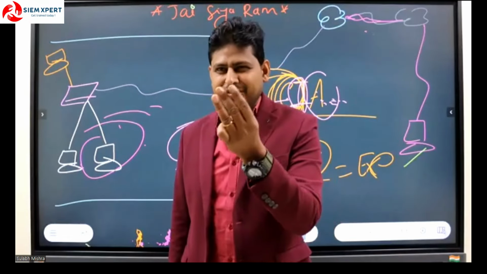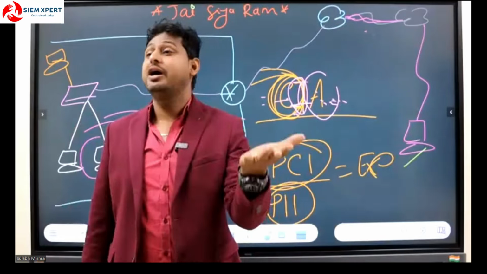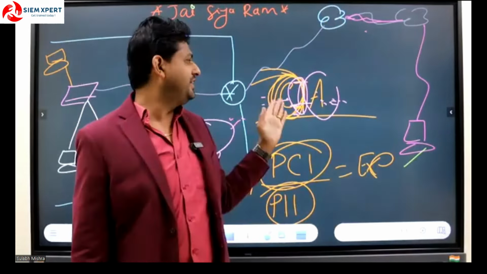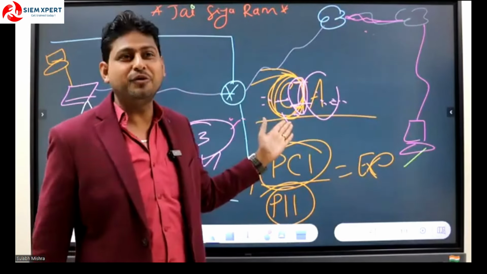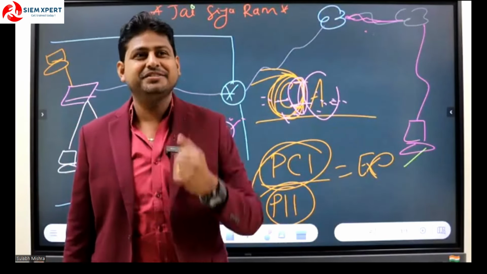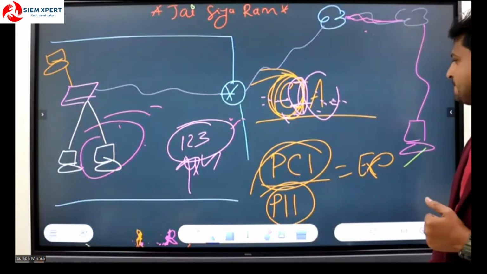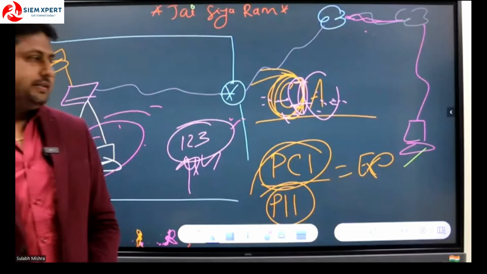CIA triad. Remember it, sometimes it is asked in interviews. What is CIA? Confidentiality, integrity, and availability. This is what we have to follow. If anything is not met, that means compromise. Understand? Clear?